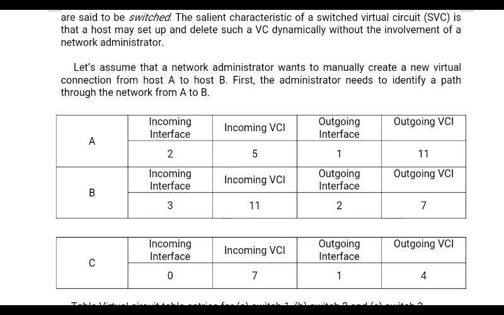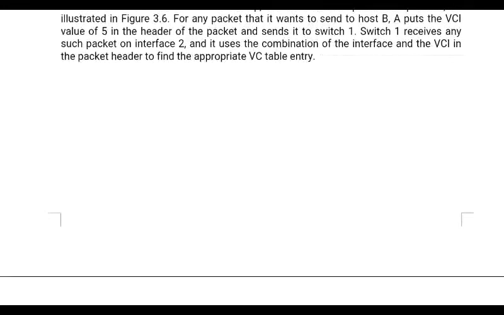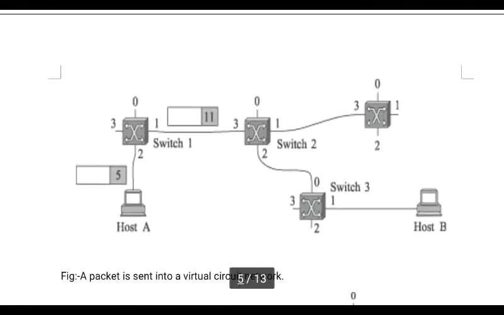Now switch 1 is receiving this packet on interface 2. On which port has it received? On interface 2. So the incoming VCI here is 5. What is the destination? A wanted to send this to B. Is it clear? Already it has the forwarding table, so it knows on which outgoing port it has to be forwarded, that is, on port number 1.